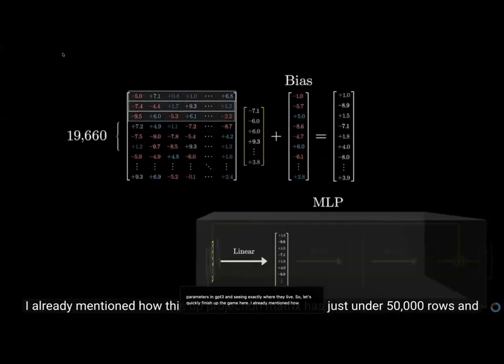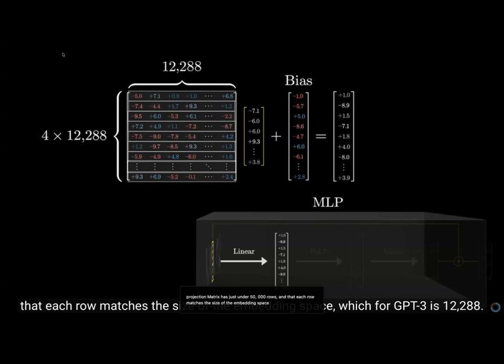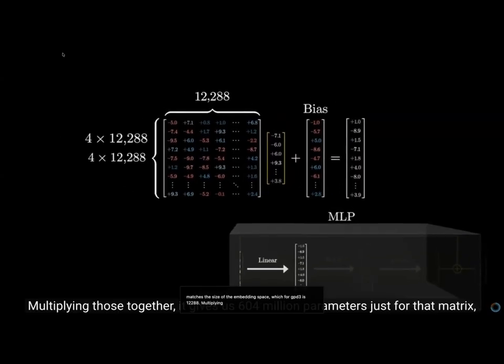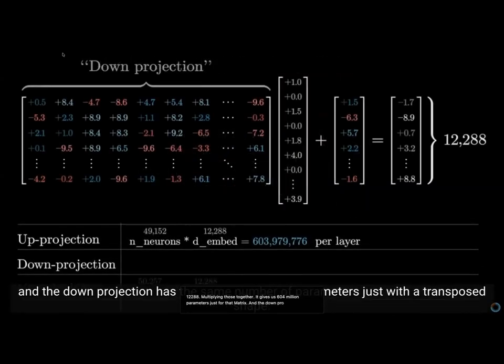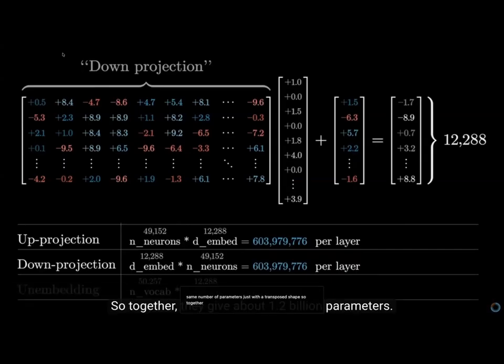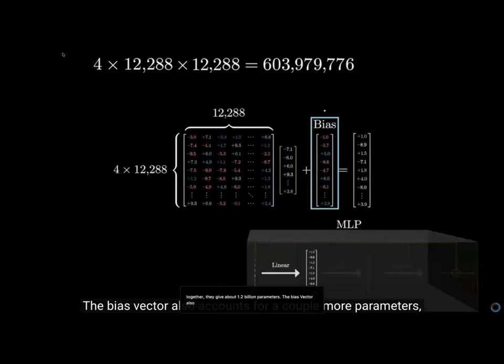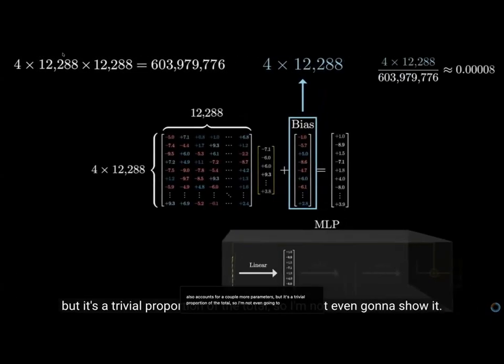I already mentioned how this up projection matrix has just under 50,000 rows, and that each row matches the size of the embedding space, which for GPT-3 is 12,288. Multiplying those together, it gives us 604 million parameters just for that matrix. And the down projection has the same number of parameters, just with a transposed shape. So together, they give about 1.2 billion parameters. The bias vector also accounts for a couple more parameters, but it's a trivial proportion of the total, so I'm not even going to show it.